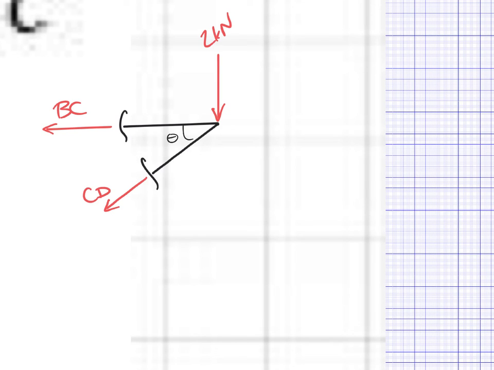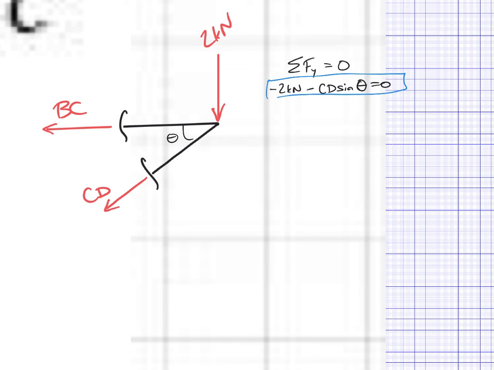Okay, and so X or Y, I think Y is simpler because it only has one unknown, which is CD. So we'll go sum of the forces in Y equals 0. And let's see here. So we've got negative 2 kilonewtons minus CD sine of theta equals 0. So, again, that's your equation. This is the 3-point equation right here.